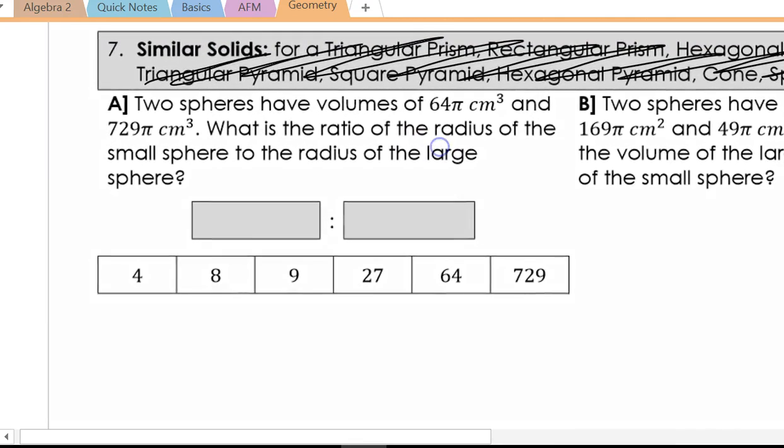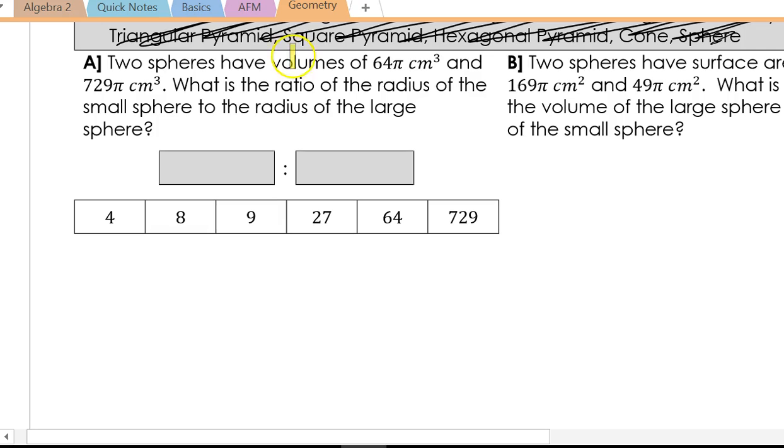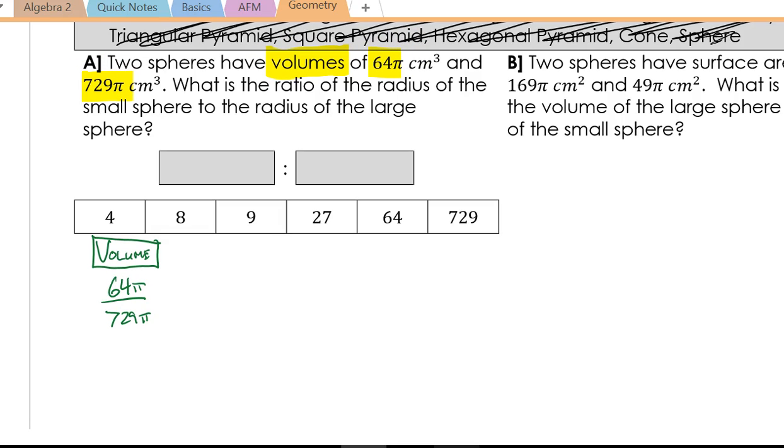7a, the two spheres have volumes of 64 pi centimeters cubed and 729 pi centimeters cubed. What is the ratio of the radius of the small sphere to the radius of the large sphere? Okay. First of all, I'm given a volume value, so let's create a ratio. And we always look to reduce first. Here are the only things I can divide out.